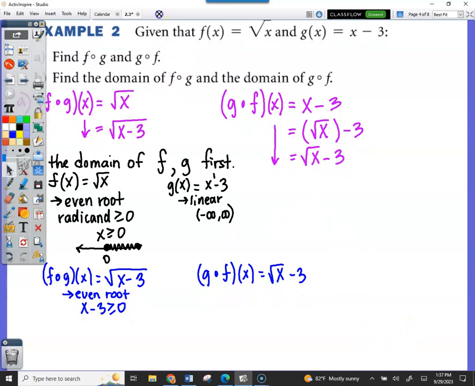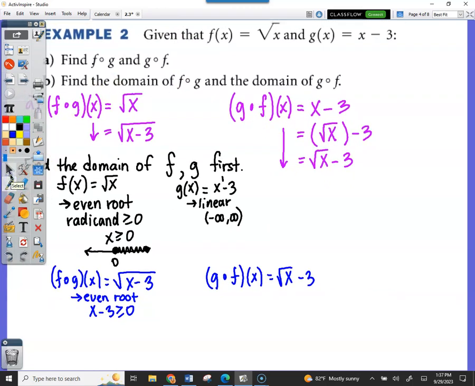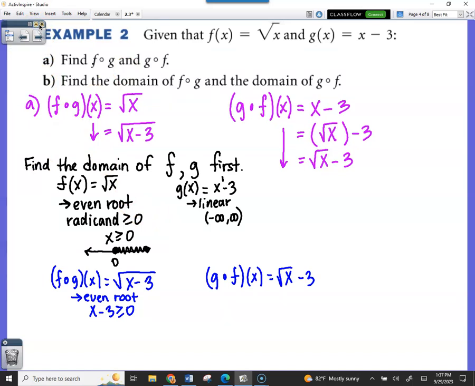Hold on, I'm running out of room. There we go. Okay, let me make a note. I get x is greater than or equal to 3. Got that one? Let's do a number line. Visualize it. All right, so at 3, you got closed and to the right. Repeat. Come over here. We got an even root again, which means the radicand has to stay greater than or equal to 0. Well, that radicand is just x.